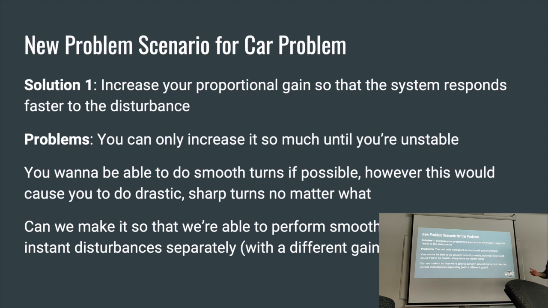And also, say you want to be able to do smooth turns. Say I'm controlling an actual car, and every time I wanted to turn right, the passengers felt like they were in a roller coaster because I set a high gain just so that I can counteract these instant disturbances. So the question is, can we make it so that we're able to perform smooth turns on a regular basis, but counteract only instant disturbances, and only instant disturbances? Maybe we can have some kind of different gain that allows us to control that.